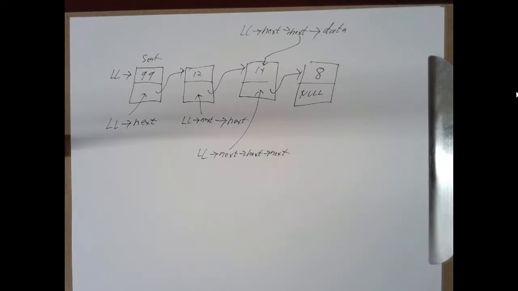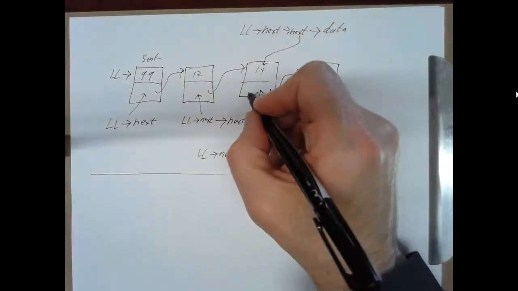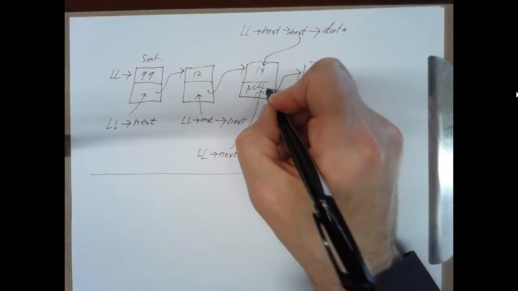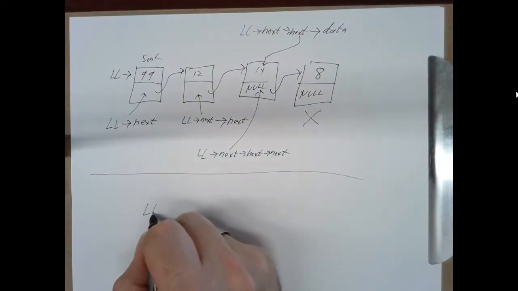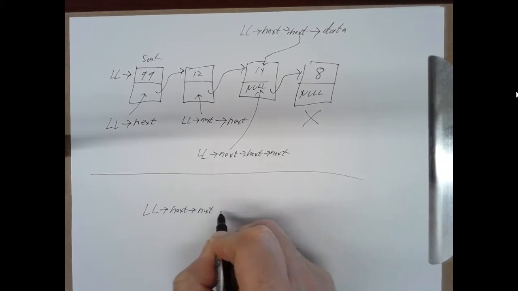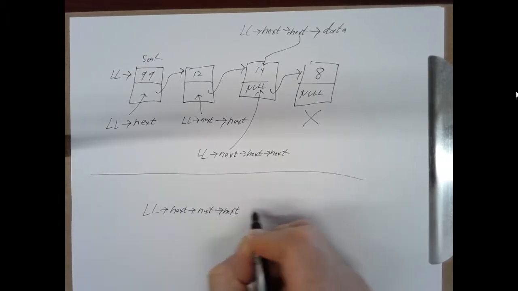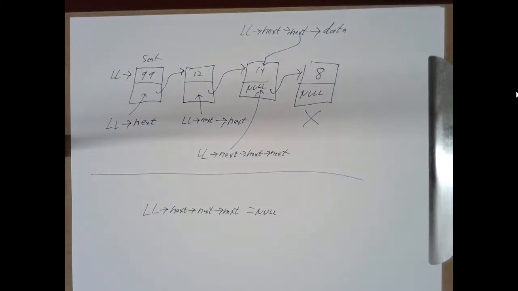And then part B, you wanted to delete the last node of the list. So you want to get rid of this. And the way we get rid of this from the list is we change this pointer to be null. Well, this is LL next, next, next. So set that equal to null. That chops off that 8 node from the end of the list.